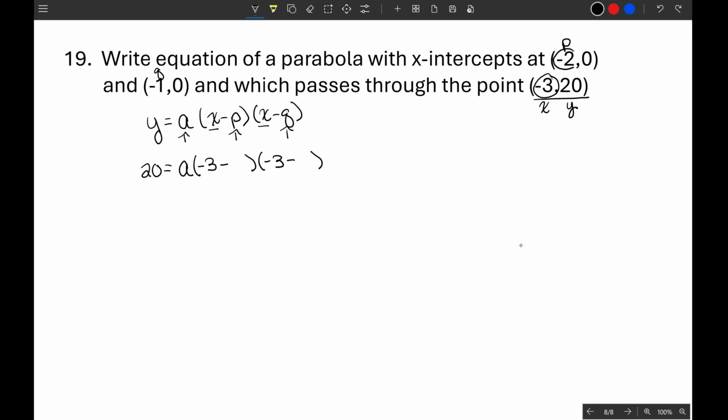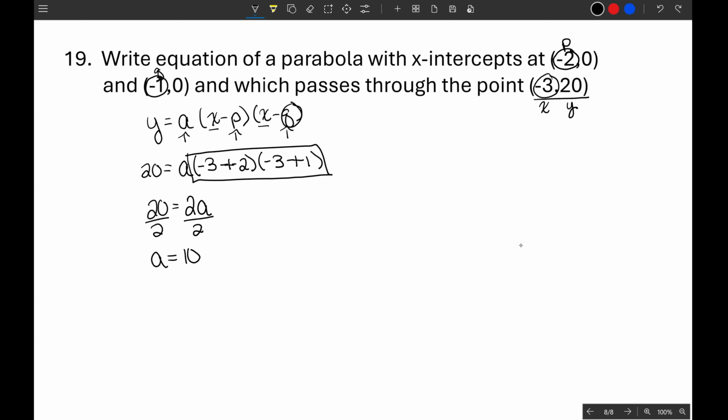Well, I said that negative 2 was going to be my p, so I put negative 2 in here. Now, because of that double negative, that makes this a positive. And then I know that my q is going to be negative 1, so I plug in negative 1. Again, another double negative, so that makes this positive. And I am going to figure out what negative 3 plus 2 times negative 3 plus 1 is. You can just plug that whole thing in your calculator at the same time. You get 2. So this would be 2 times a, and then I'm going to solve for a by dividing by 2. So I know that a is 10.